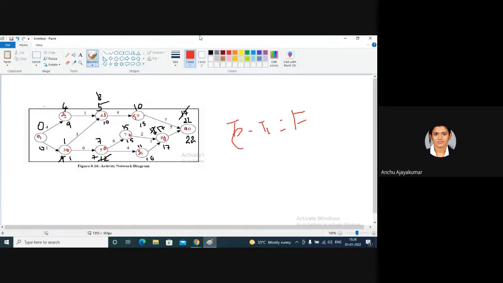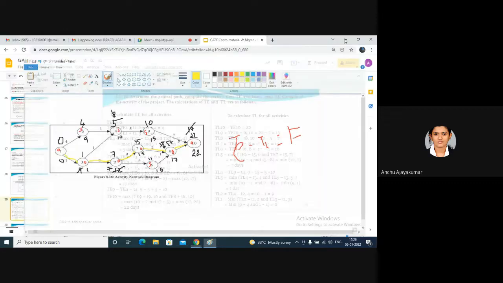So the activities with 0 float are known as critical activities. I am connecting the activities with 0 float. So you are connecting this one, this one, this one, this one, this one. So our critical activity path is 1, 3, 5, 7, 8, 10, and these activities are critical. Okay. I hope you are clear.